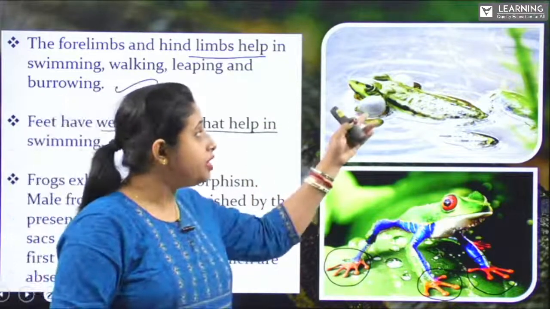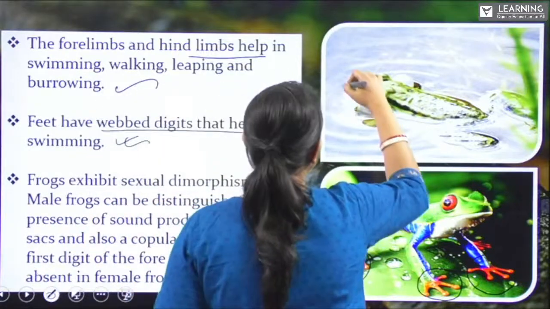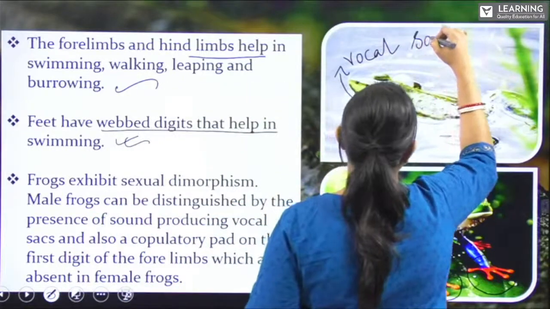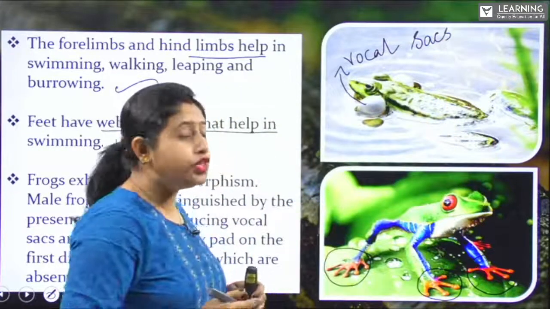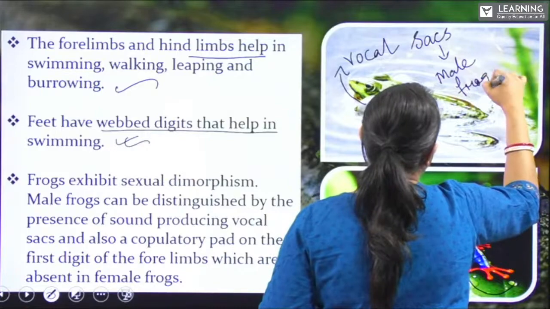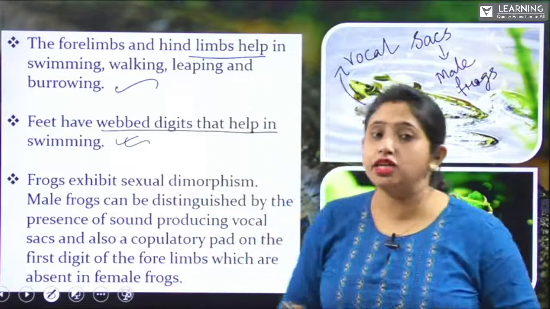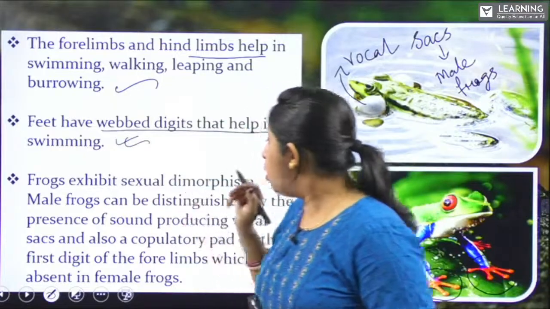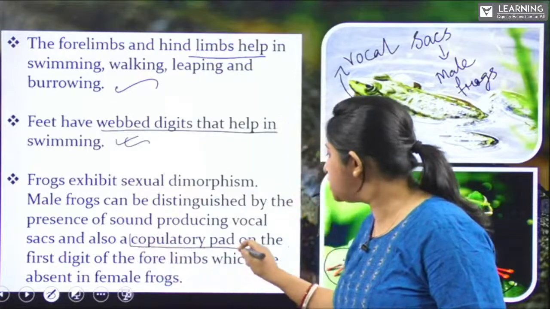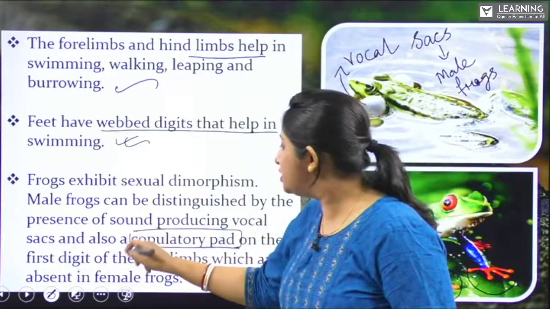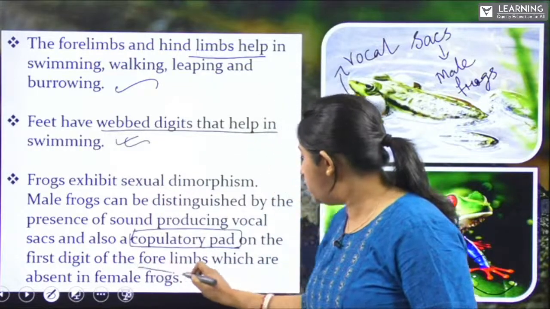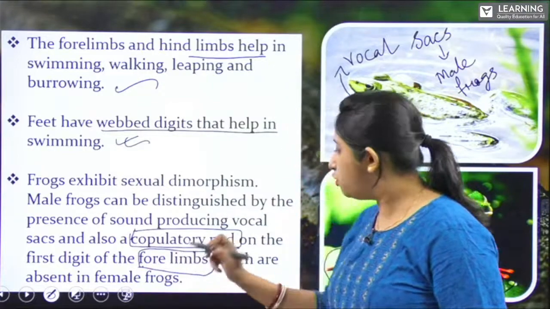The male frogs will have vocal sacs. These vocal sacs are present in the case of male frogs. And one more thing you will see in the male frog is that they also have pads. What type of pads? Copulatory pads. They have this special type of copulatory pads on the first digit of the forelimbs, which are absent in the female.